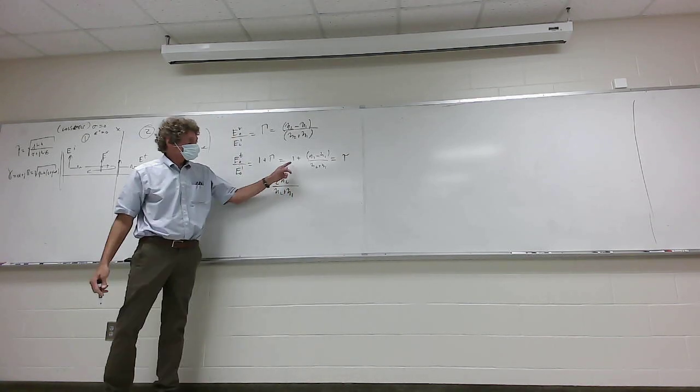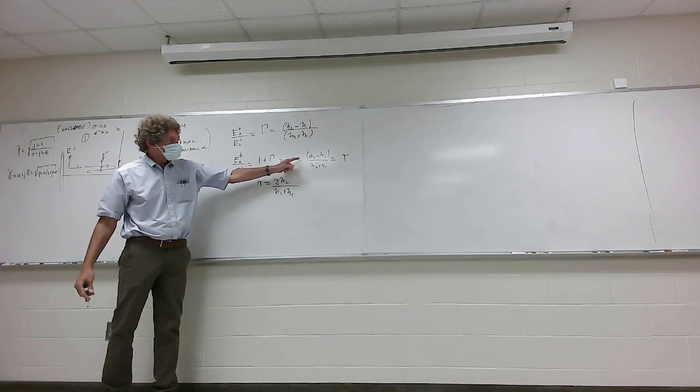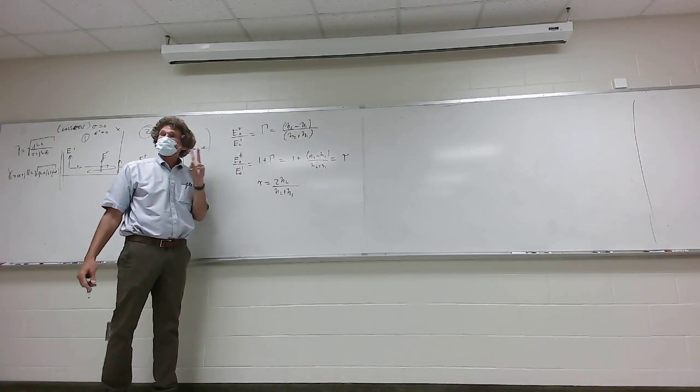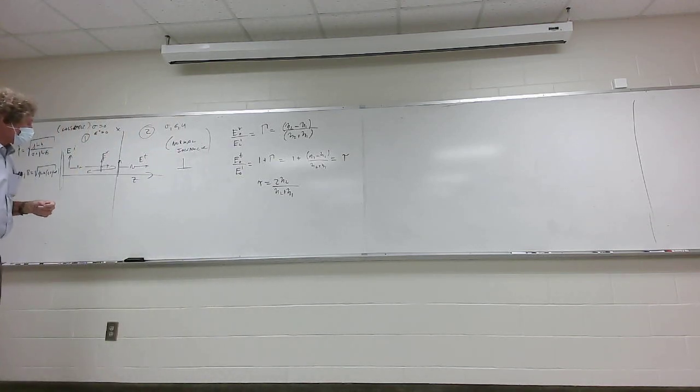The way I get it is, suppose we get a common denominator here. We'd have eta 2 plus eta 1 plus eta 2 minus eta 1, so 2 eta 2 divided by eta 2 plus eta 1. Do y'all see that, class? That always works.